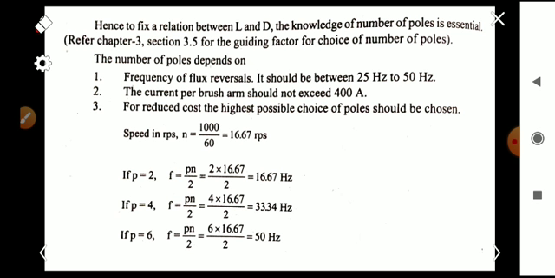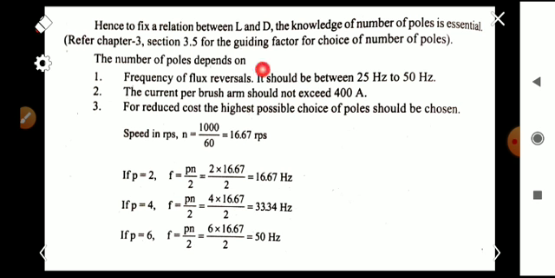So for finding the number of poles, there are some steps. We know that the frequency of flux reversal should lie between 25 and 50 Hz. So based on that we have to take the number of poles, and also the current per brush arm should not be greater than 400, and the current per parallel path also should not be greater than 200 ampere. That also we know. And we have to choose a number of poles so as to reduce the overall cost of the machine.